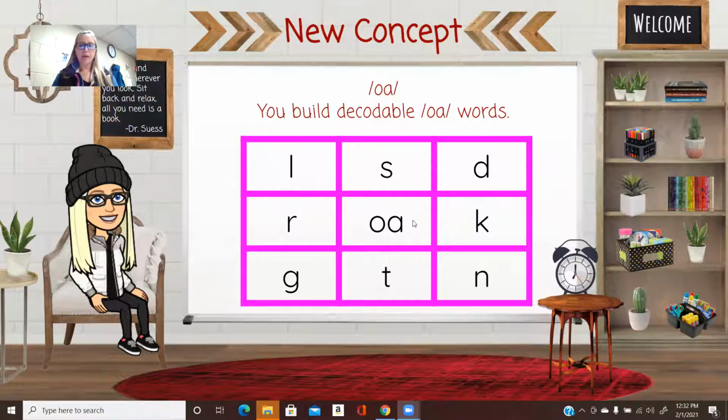Now, remembering that the OA needs to come in the middle of the word. So you might do words like toad, T-O-A-D, toad. You might have words that are what I call seesaw words. Words that you can read because you know the OA pattern, but they're not spelled the same. Like the word note, N-O-T, N-O-A-T.